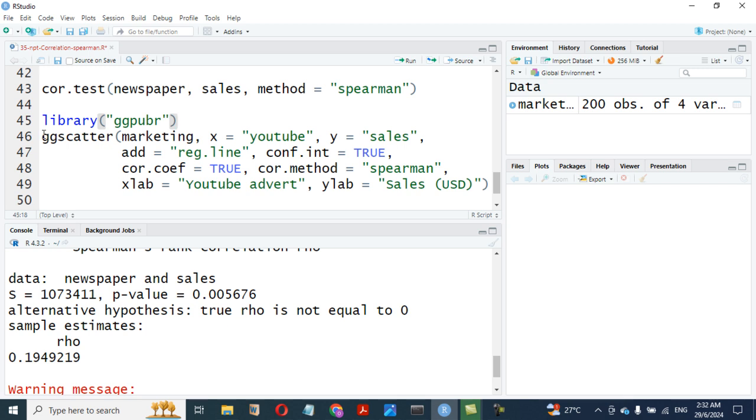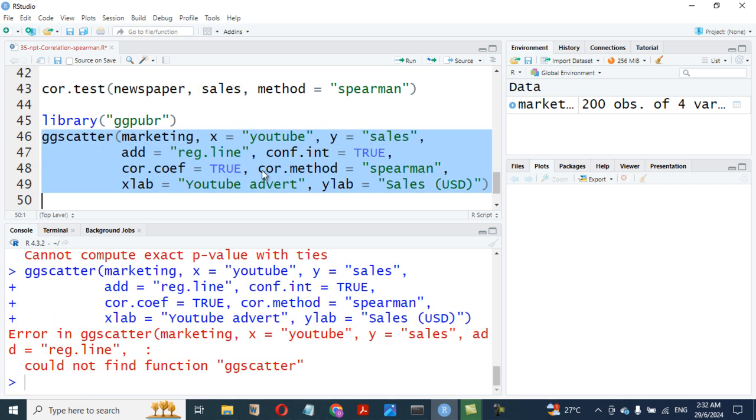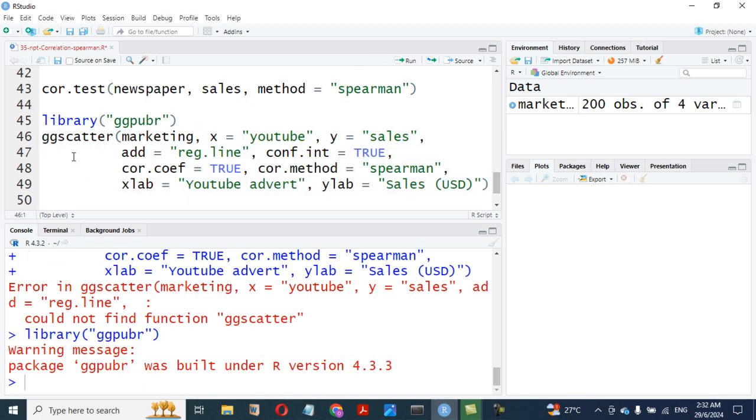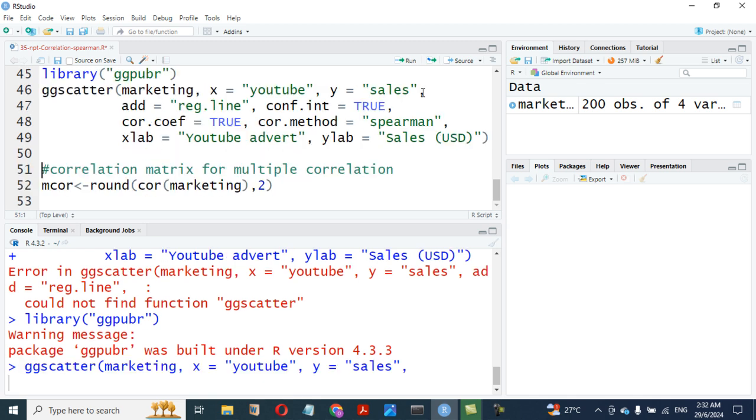So you can equally plot this marketing scatter plot. You can use scatter, just pass your YouTube here, sales here. Then you can add a regression line to it. Then you can say the coefficient method equals Spearman, to see the result. Let's just run this. Let's run our library here, which we have not run before. So let's rerun again.